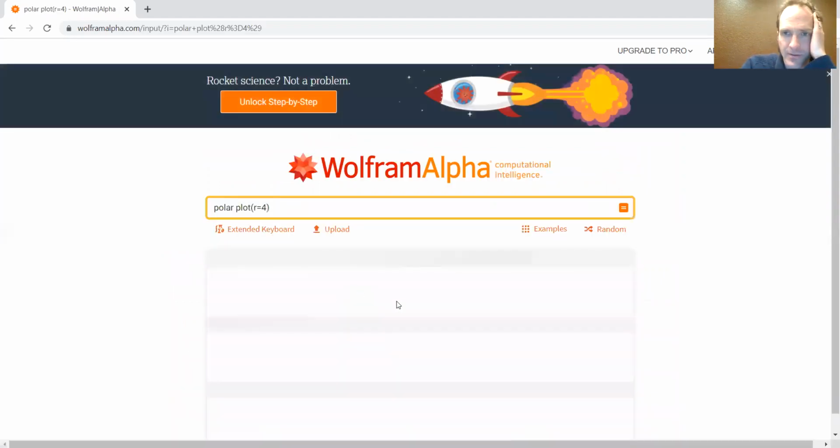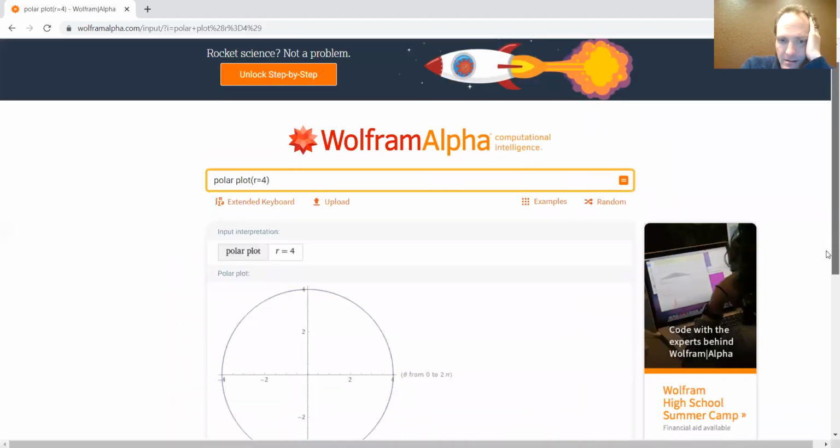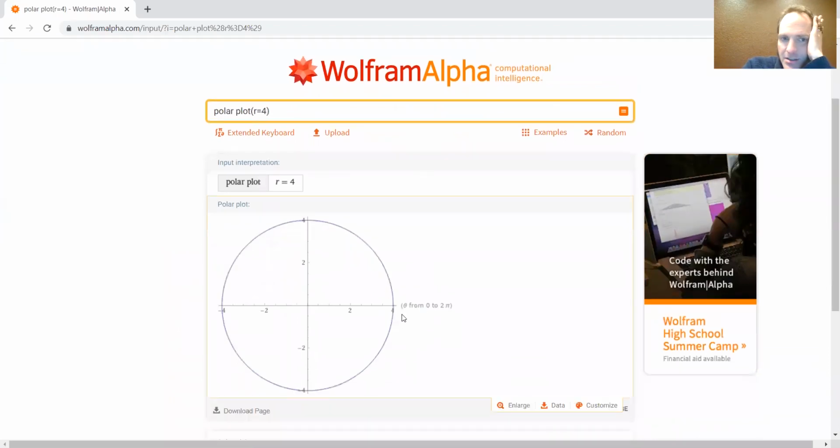And so if I do r equals 4, what I'm going to get out of this thing is a circle centered at the origin. Radius is just 4. Okay, and then it takes theta from 0 to 2 pi. In Wolfram Alpha, it will do it nicely. It'll try to plot it as nicely as it can.